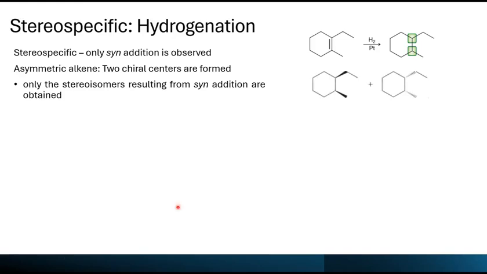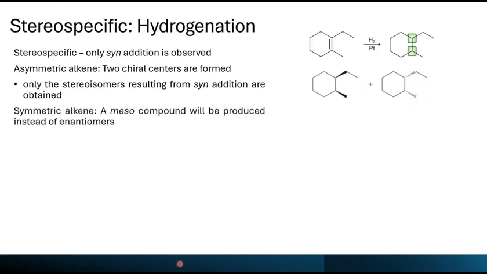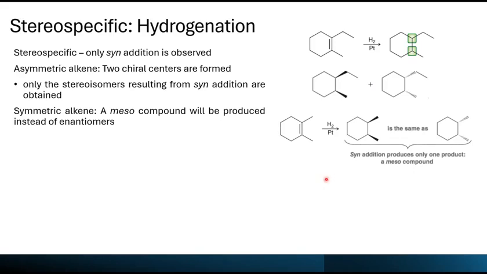So we're either going to get the R groups coming both towards us or both going away from us because of how H2 added. A symmetric alkene means we'll get a meso compound instead of enantiomers. Here, when we have a symmetric alkene and we add hydrogen over a catalyst bed, we have either both groups, in this case methyl groups, coming towards us or away from us, but they're the same thing.